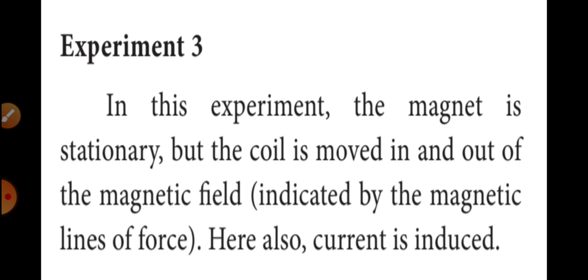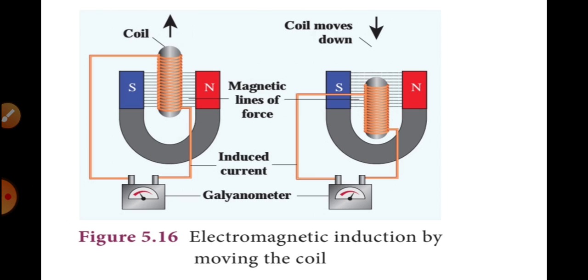So what did we see in the second experiment? In the second experiment, the coil is stationary and we move the magnet. Here the magnet is stationary, but the coil is moved in and out of the magnetic field. Here also the current is induced. Okay, how can we find out?